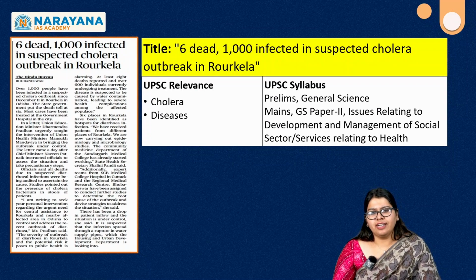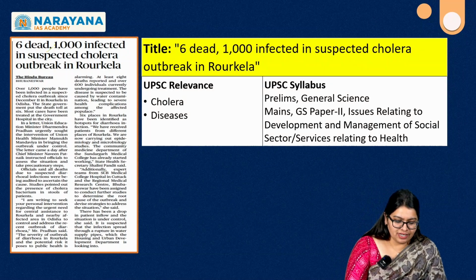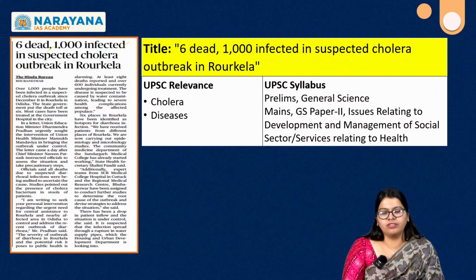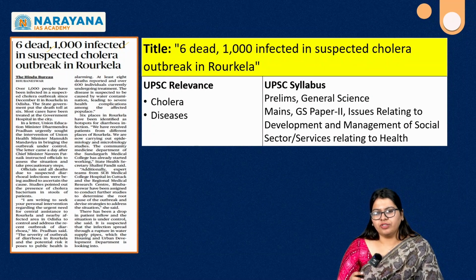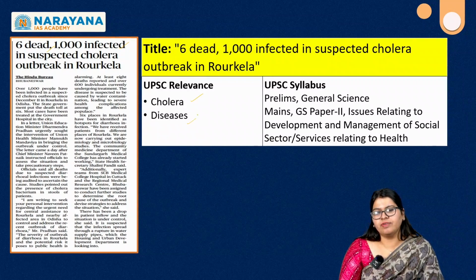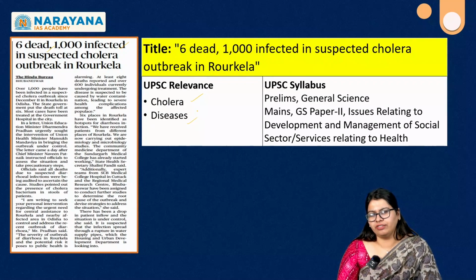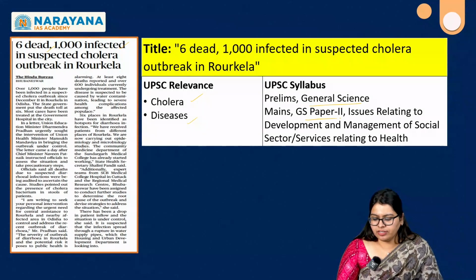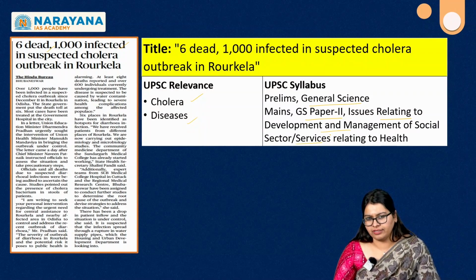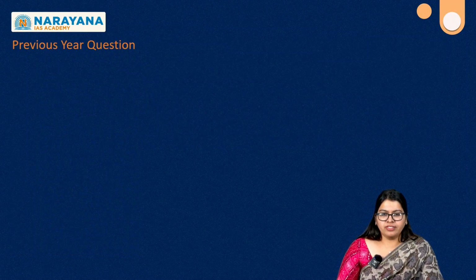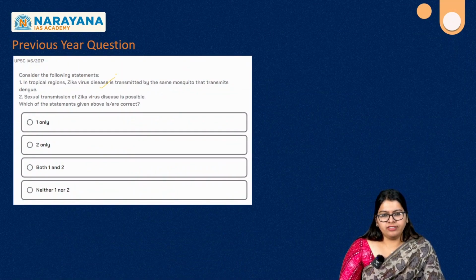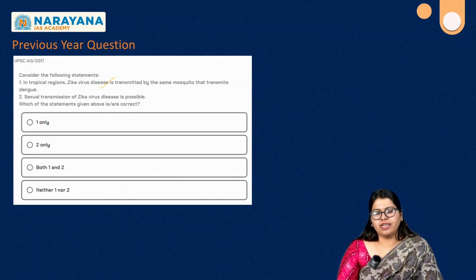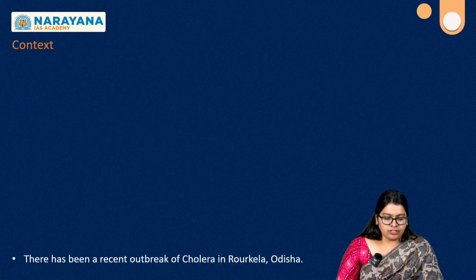The next article that we will be discussing is: 6 dead, 1,000 infected in suspected cholera outbreak in Rourkela, Odisha. Here cholera is very important, as well as other diseases like Zika and dengue, and all the other outbreaks are important for the exam. This becomes relevant from prelims general science and mains GS paper 2, issues relating to development in the social sector and services relating to health. There was a previous year question on Zika virus. As I told you, diseases become very important as a part of general science. So let's move into the news.